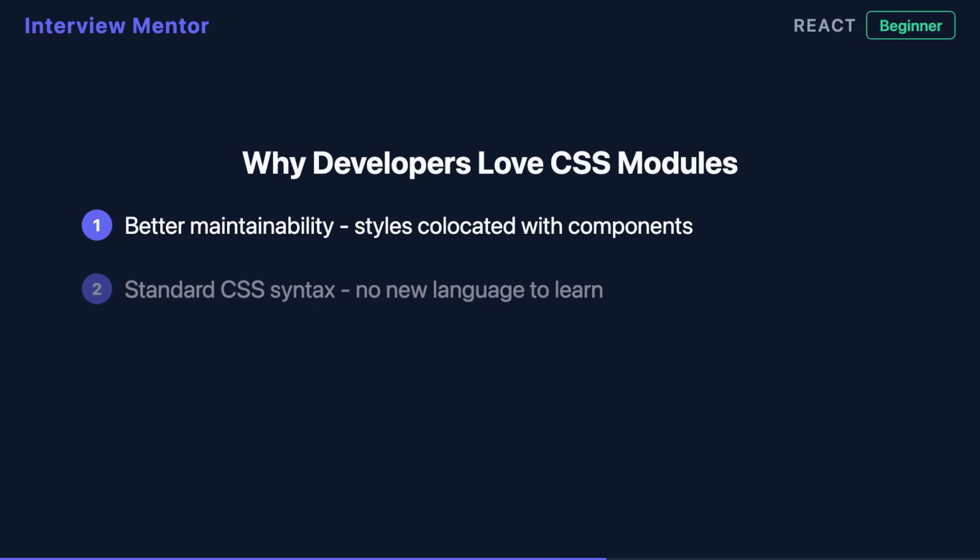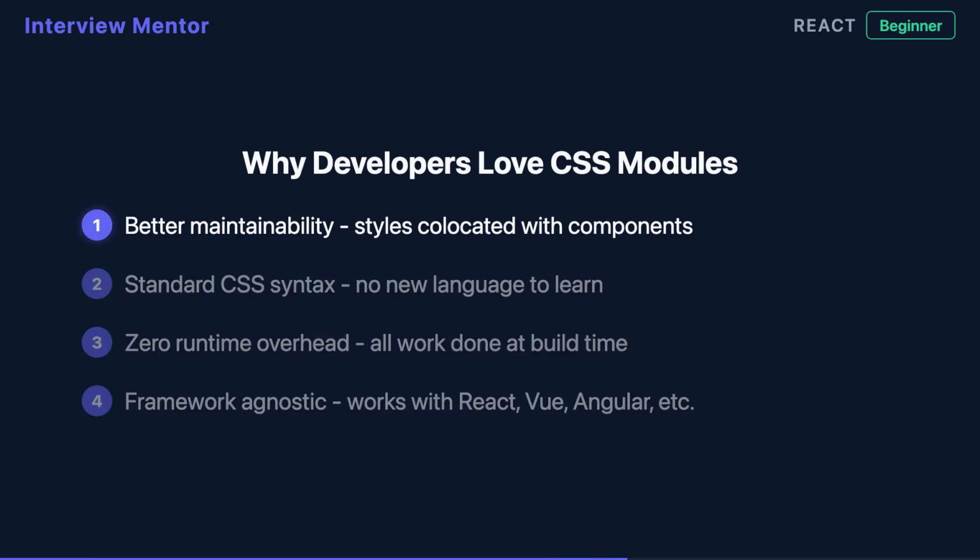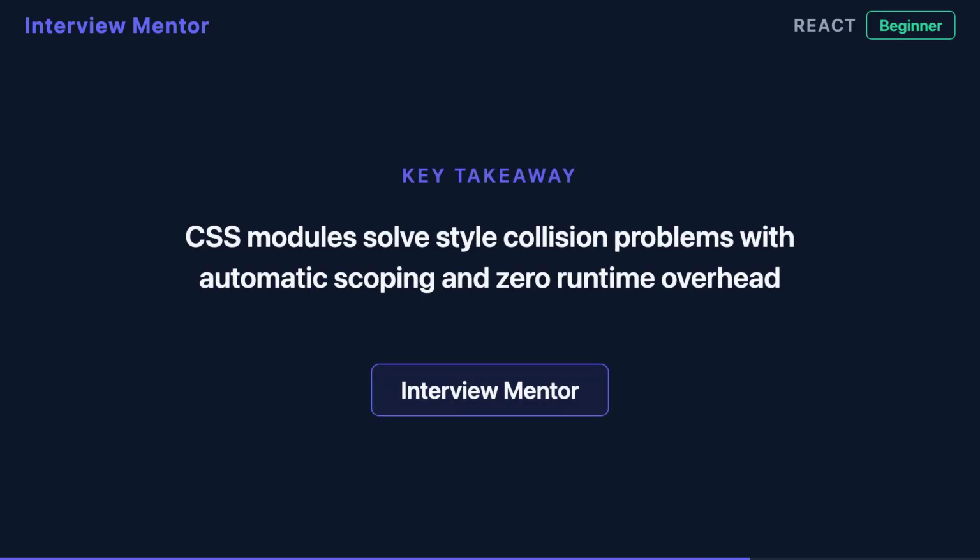Why do developers love CSS modules? You get rock-solid maintainability because styles are co-located with components. You write plain CSS without learning new syntax or installing additional libraries. And best of all, there's zero runtime overhead since everything happens at build time. CSS modules give you automatic style scoping through build time transformations, eliminating conflicts while keeping your workflow simple.